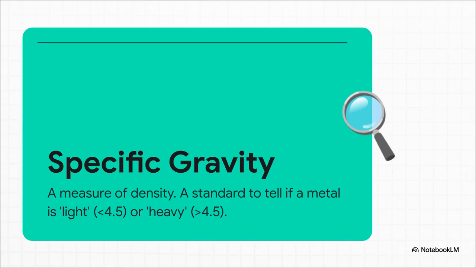Let's dig into a really important physical property, density. In the world of engineering, we measure this with something called specific gravity. It's really just a simple way of comparing how dense a material is compared to water. And here's the key number you gotta remember, 4.5. If a metal's specific gravity is under 4.5, we call it a light metal. Over 4.5, you guessed it, heavy metal.